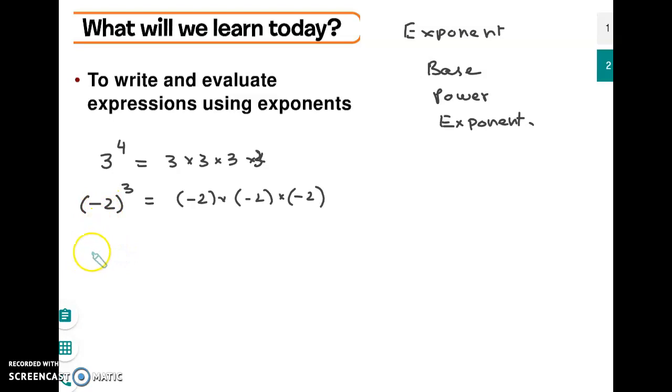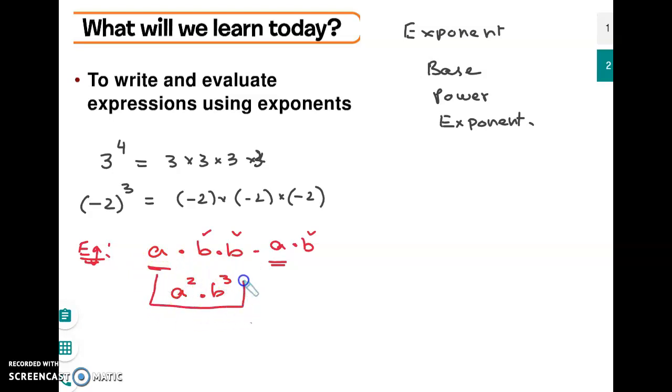Another example we can take in terms of variables. If I write a times b times b times a times b, I'm going to look at how many a's are here. I see one a and another a, so I can write a to the 2nd exponent. Now I see the b's are 3 of them, so I can write b to the 3rd exponent. So if you write this entire thing in exponent form, a to the 2nd exponent and b to the 3rd exponent.